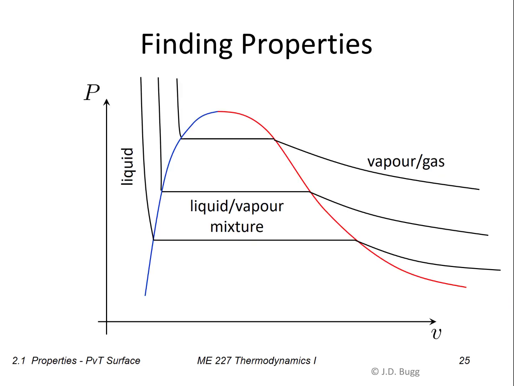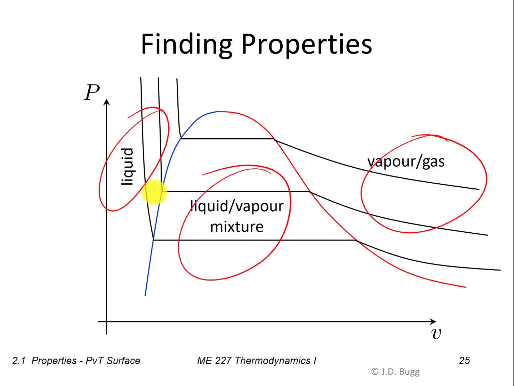So I want to talk about that first. The issue here is figuring out whether we're dealing with a liquid, a vapor, or a mixture of the two. How do we take the properties that we know and determine which of those three cases we're dealing with? And we're going to be talking about how to do that a little bit later in this video.